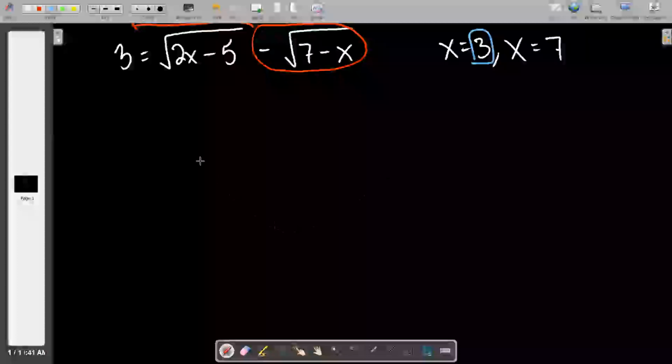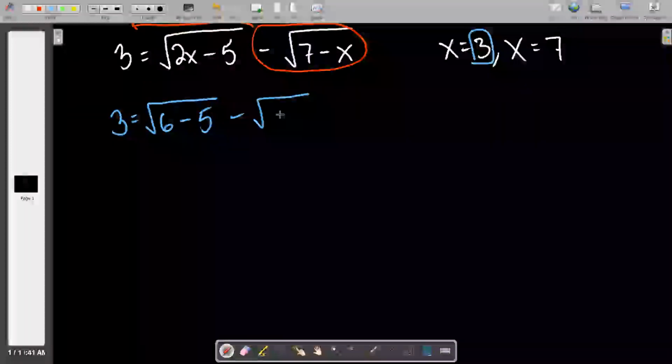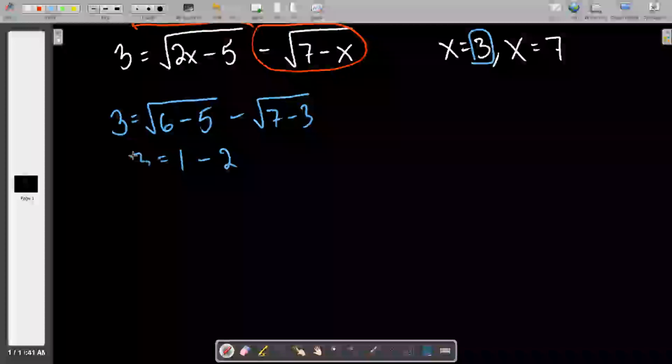Let's test 3. It's going to say 3 equals the square root of 2 times 3 is 6 minus 5 minus the square root of 7 minus 3. What is 6 minus 5? Square root of 1 is 1. 7 minus 3 is 4. Square root of 4 is 2. Does 1 minus 2 equal 3? No. Therefore, 3 can say, don't let the door hit you where the good Lord split you. You're out. Let's test the other one, 7.